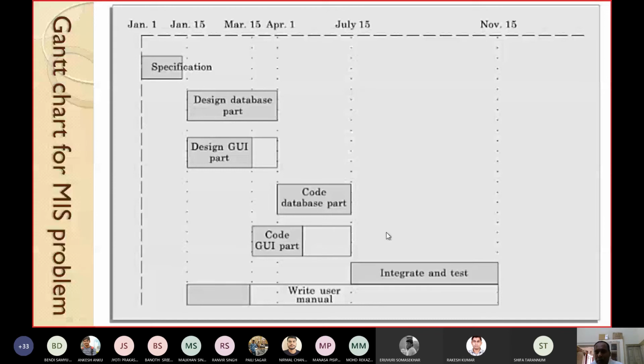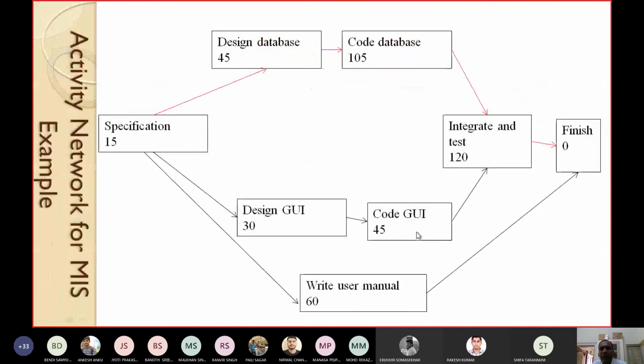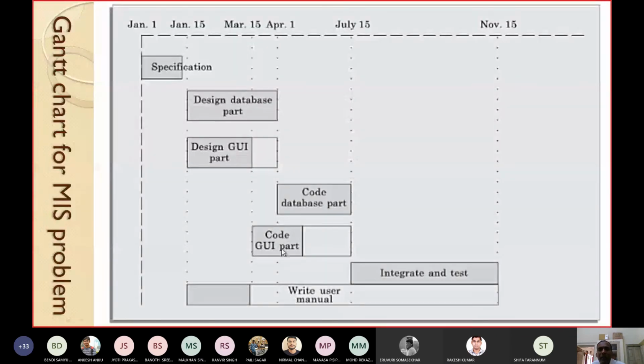Now the other part is important. What is the other part? It says that integration and testing can be started only after coding database and coding GUI are over. Coding database takes 105 days, but code GUI takes 45 days only. So coding GUI will be finished early, but code database will take a longer time. But integration and test cannot start until both of them are over.